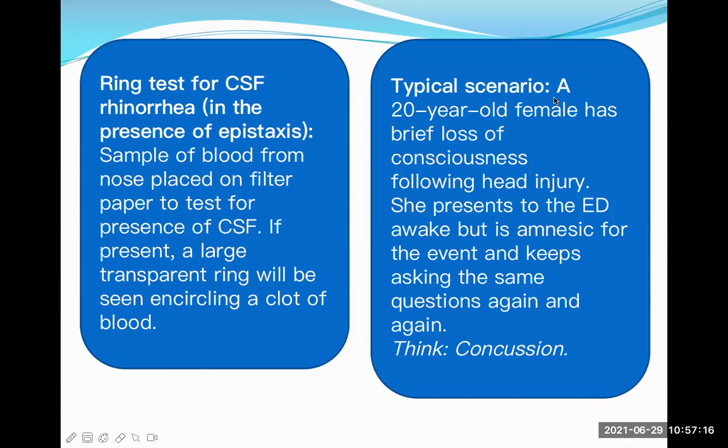This is a typical scenario. Just let's go through it. A 20-year-old female has brief loss of consciousness following head injury. She presents to the emergency department awake but is amnesic for the event and keeps asking the same question again and again. So this is because of the concussion. The brain has shaken, and for a certain duration, she will show this type of symptom.